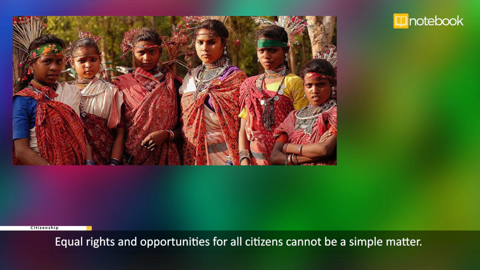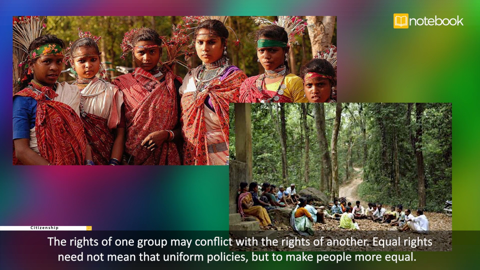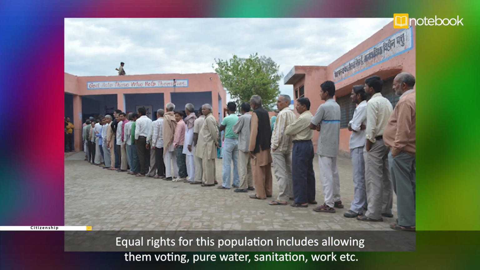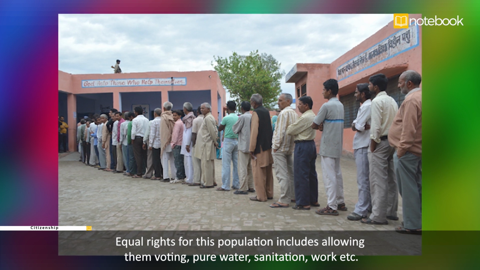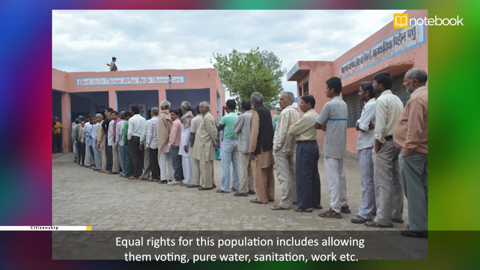Equal rights and opportunities for all citizens cannot be a simple matter. The rights of one group may conflict with the rights of another. Equal rights need not mean uniform policies, but rather to make people more equal. Equal rights for this population include allowing them voting, pure water, sanitation, work, etc.